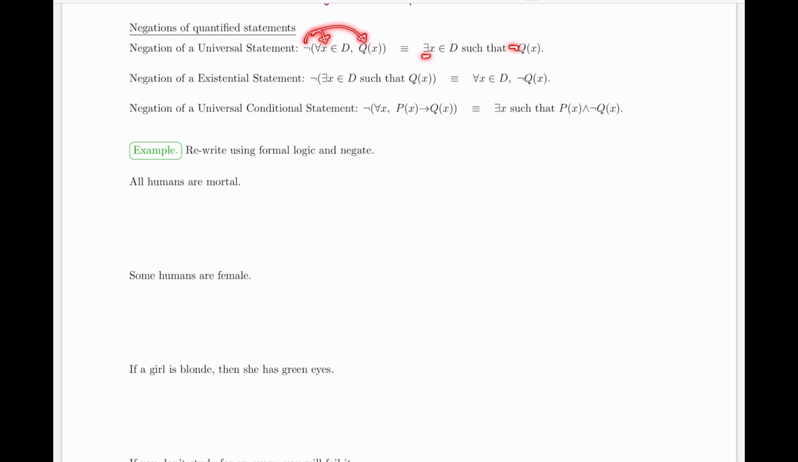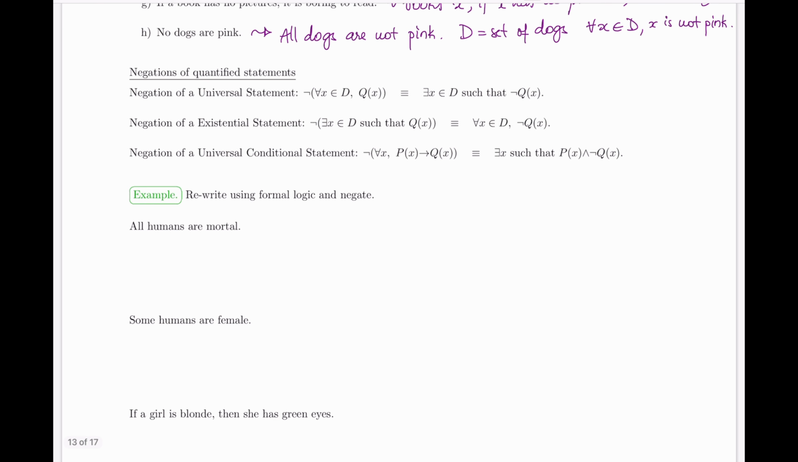So as I go through, the opposite of universal "for all" is actually "there exists," and as we will see shortly, the opposite of "there exists" is going to be "for all." So we simply flip from one to another. The negation of "for all" is going to be "there exists," and then we just have to make sure that we negate through to the property as well. So we notice that this, in fact, is exactly what happened here. No dogs are pink turned into all dogs being not pink.